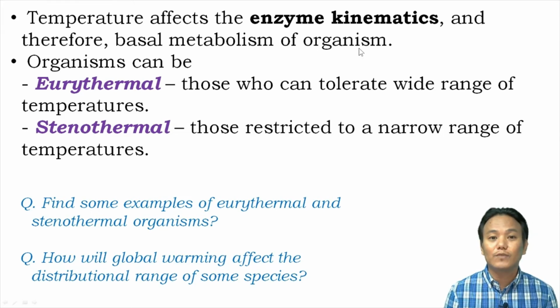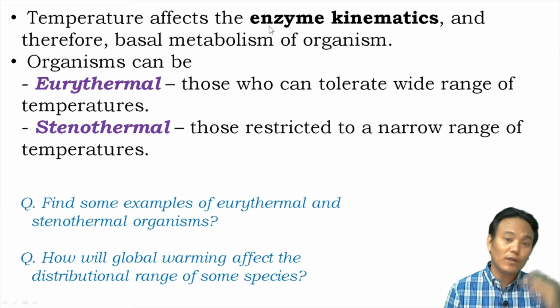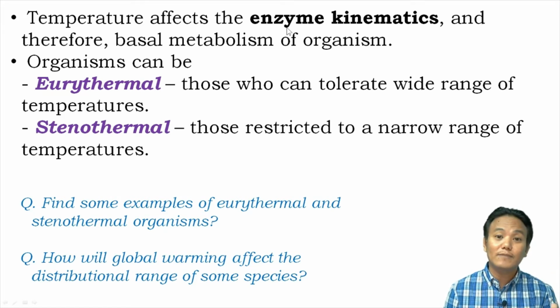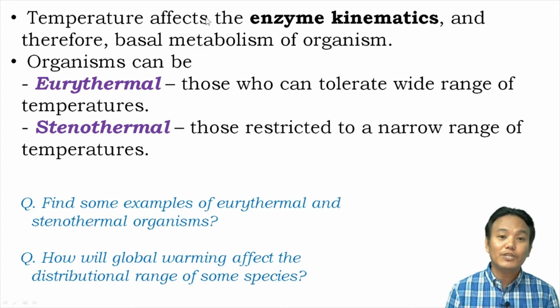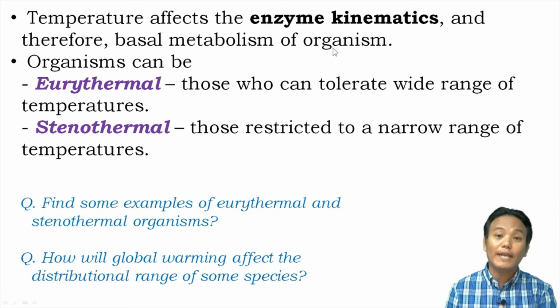Remember, when you studied enzymes in your class 11 biomolecules chapter, we studied that enzymes can function optimally at their optimum temperature. So temperature has a major effect on the functioning of the enzyme. High temperature and low temperature can affect the enzyme activity in a negative manner. So temperature affects the enzyme kinetics and therefore the basal metabolism of the organism. So organisms have different temperature tolerance.